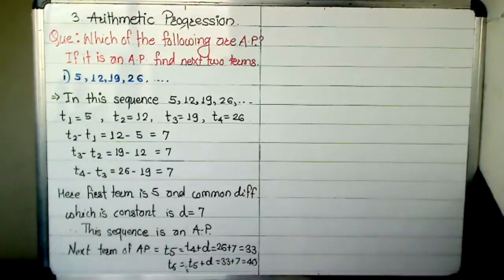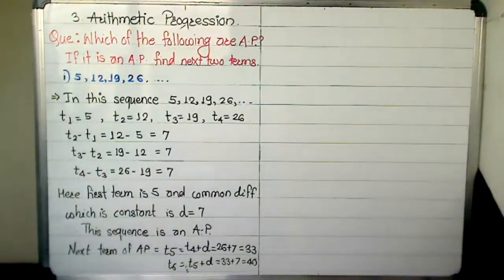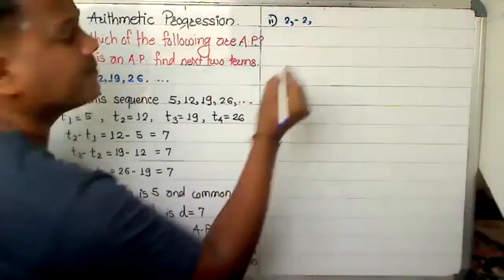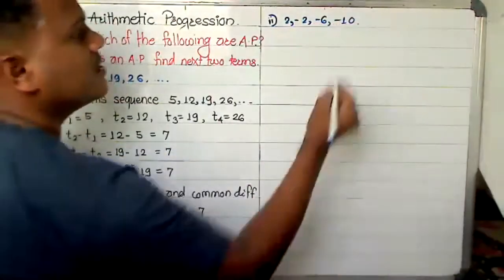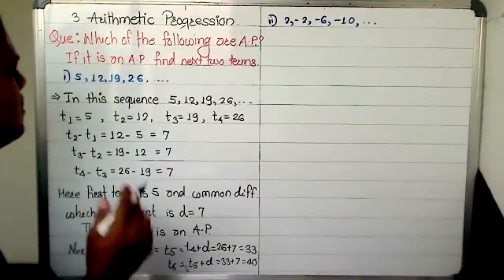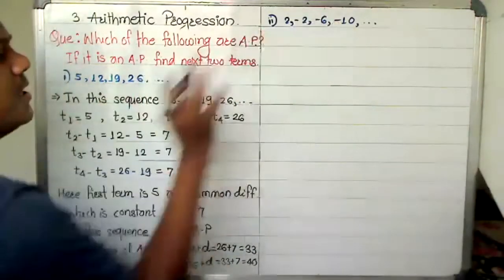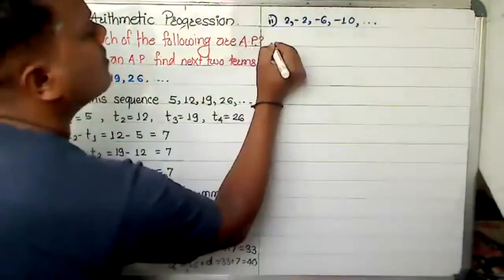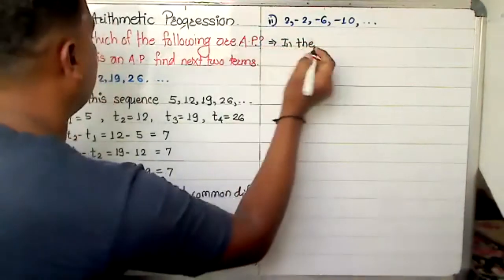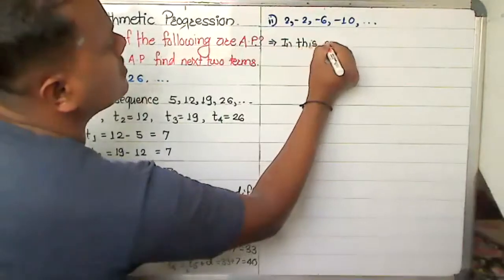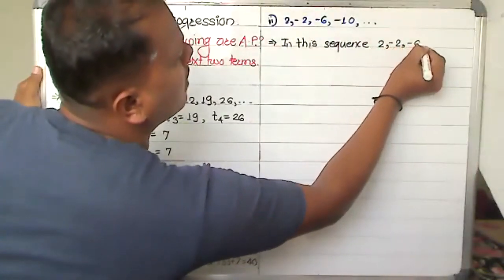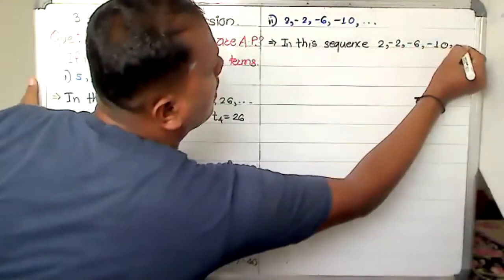Now there is a next question. The sequence is 2, minus 2, minus 6, minus 10, and so on. This is the given sequence. We are going to solve it by the same method. In this sequence: 2, minus 2, minus 6, minus 10, and so on.